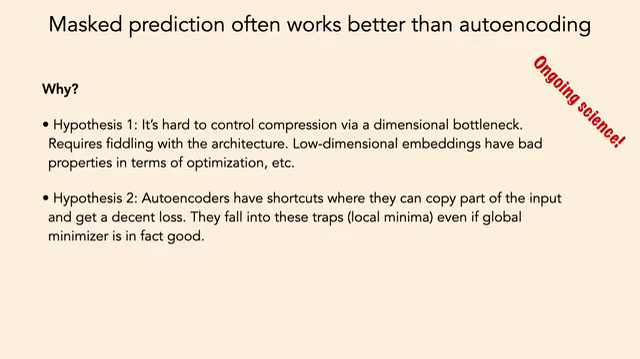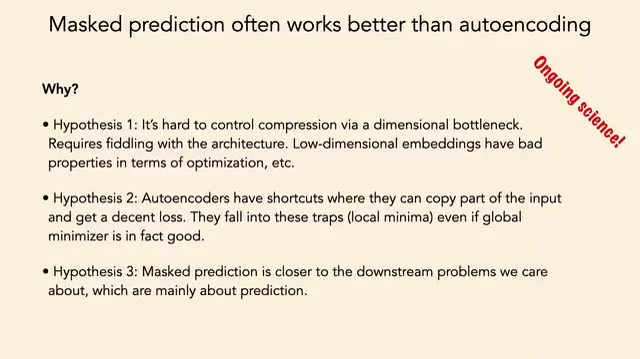So there are all these little gotchas like that, and it could be that autoencoders just have this tendency to copy the local information that they're processing, and that will be a decent solution, even though it would be better for them to capture global properties in order to reconstruct the entire signal. And then hypothesis 3: maybe masked prediction is just closer to the prediction problems we actually care about. So somehow it's closer to the actual use case where we're going to try to predict the future from the past or something like this.